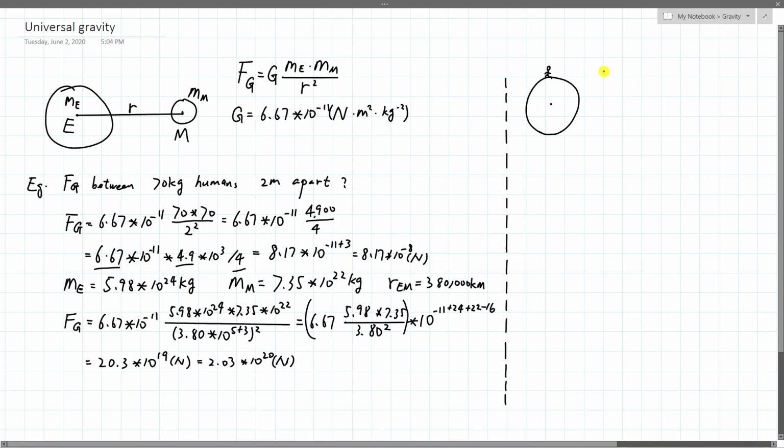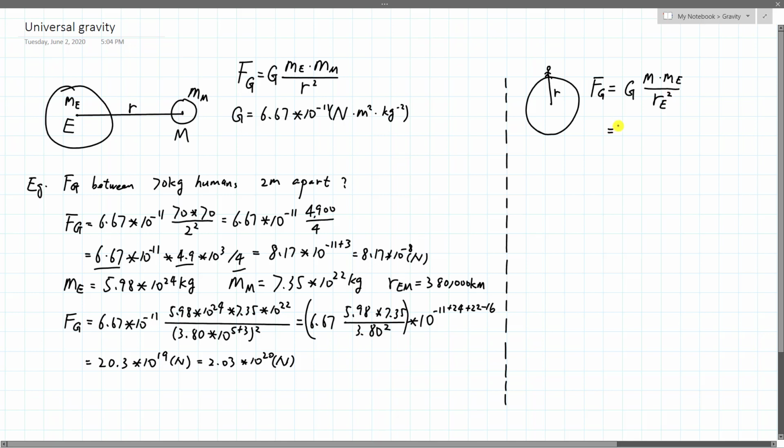Okay, so first we know that the distance is not from the person's foot to the surface. That's not the distance. The distance should be from the person to the center. So this is that r, and it happens to be the radius of the Earth, being the distance from the center to that person. So this F gravity between a person and the Earth is m of a person times m of Earth, divided by the radius of the Earth squared, because that's how far a person is from the center of the Earth, 1 radius away.